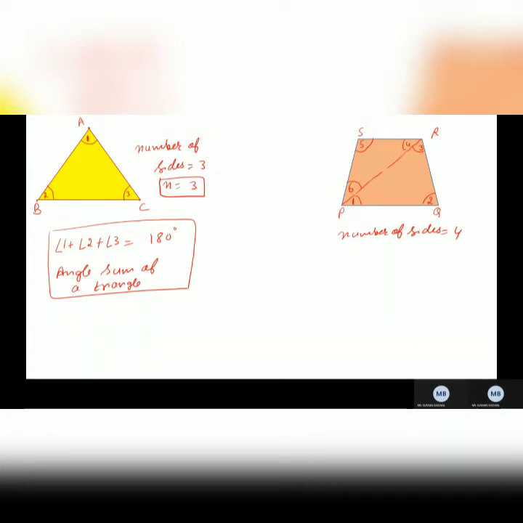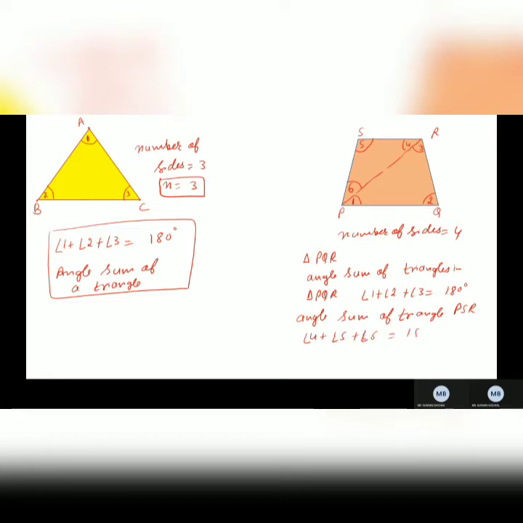So there are two triangles, triangle PQR. Angle sum of triangle PQR will be equal to angle 1 plus 2 plus angle 3. It will give you 180 degrees. Then similarly, angle sum of triangle PSR is angle 4 plus angle 5 plus angle 6 is equal to 180 degrees.